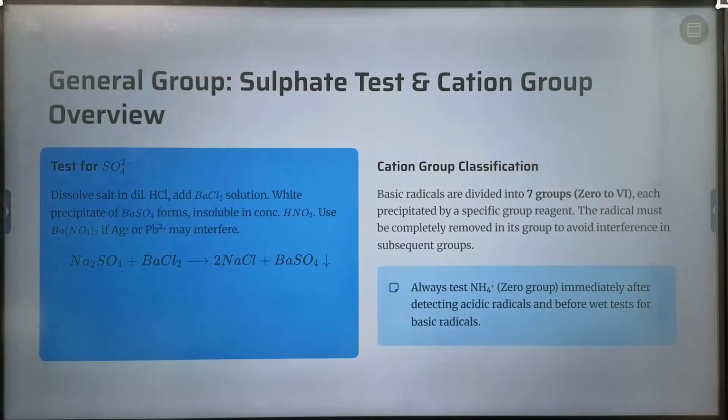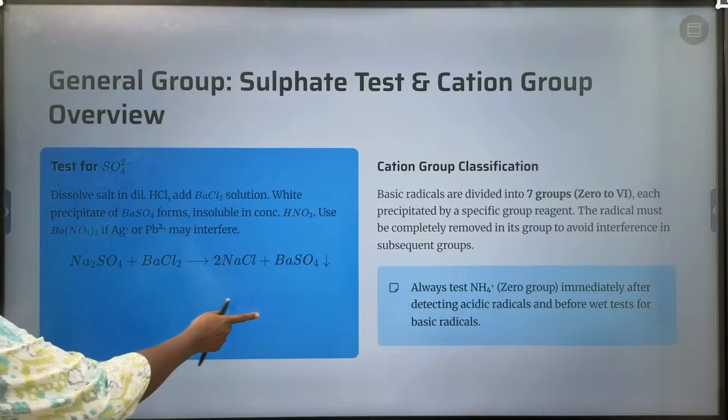So the first is the zeroth group. The zeroth group you can do separately. The zeroth group, you will most probably identify from the wet analysis itself. No need to go for classification. But in classification, we usually go from the first group to the sixth group of the cations.